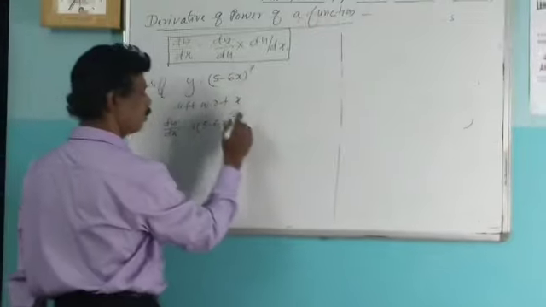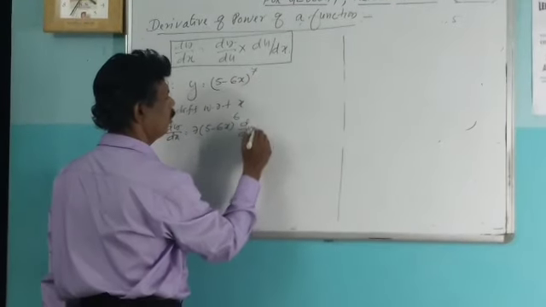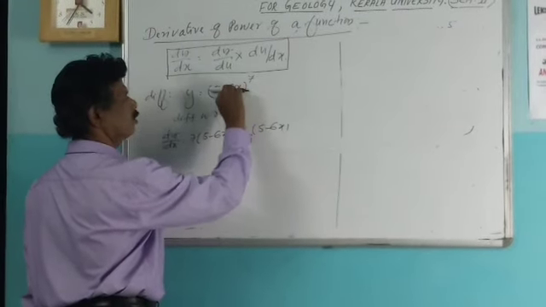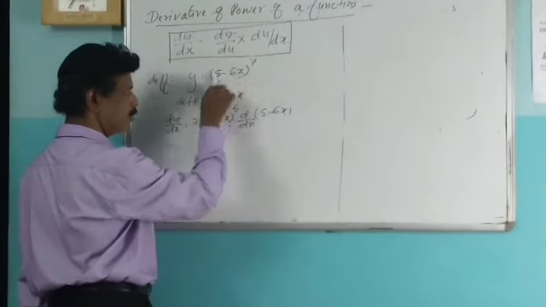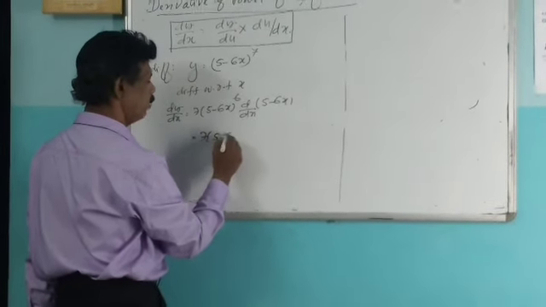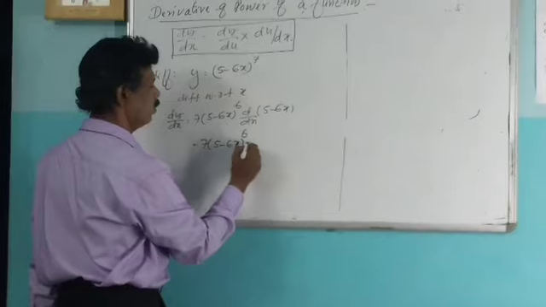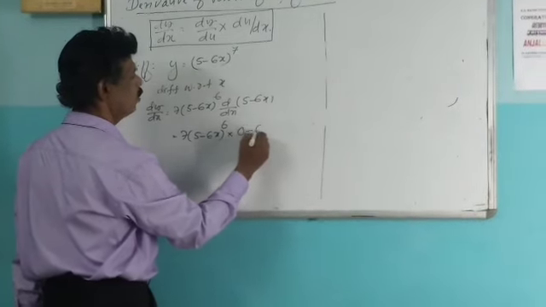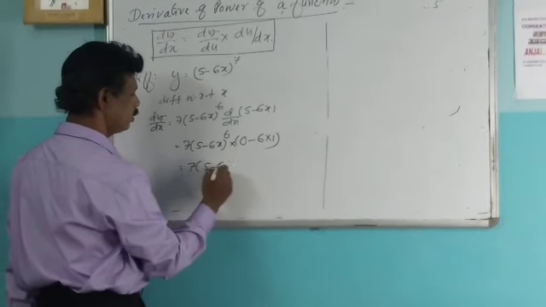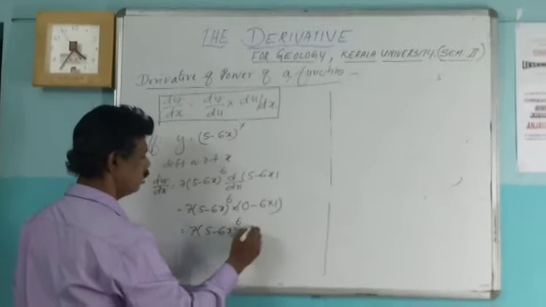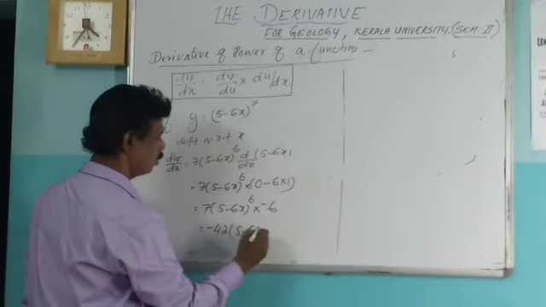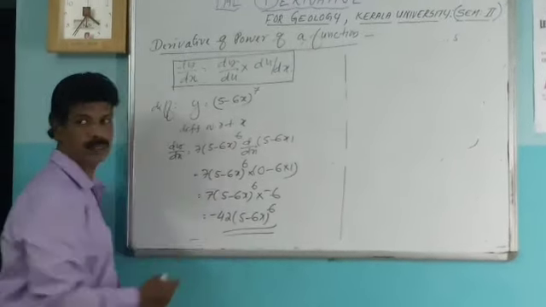Okay. And differentiate 5 minus 6x, d by dx of 5 minus 6x. That is 7 into (5 - 6x) all raised to 6 into derivative of 5, which is 0, minus 6 into 1. That is 7 into (5 - 6x) all raised to 6 into minus 6. That is minus 42 into (5 - 6x) all raised to 6. That is the answer.